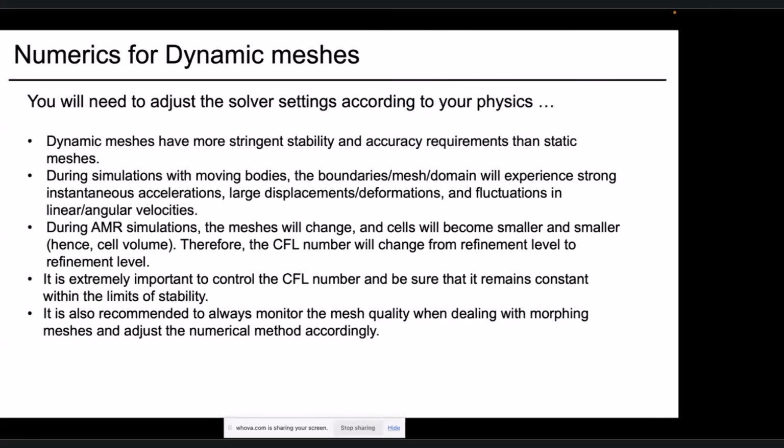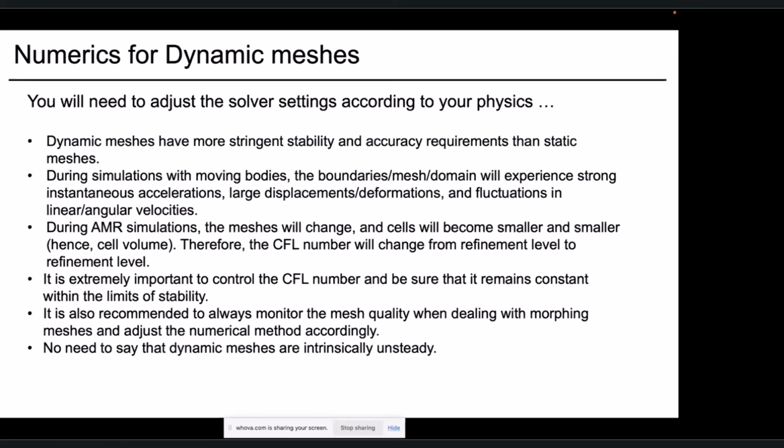It is also recommended to monitor the mesh quality when dealing with morphing meshes, particularly if we want to remesh for some specific problem, such as simulating a falling body case with 6 degrees of freedom, which does not have any constraints. In that case, if we want to use mesh morphing, we really need to remesh the problem again and again manually. And for that, we have to monitor the mesh quality as we go along the deformation of the mesh. So due to these reasons, we need to tweak the solver settings properly based on the type of dynamic meshing strategy that we want to use.